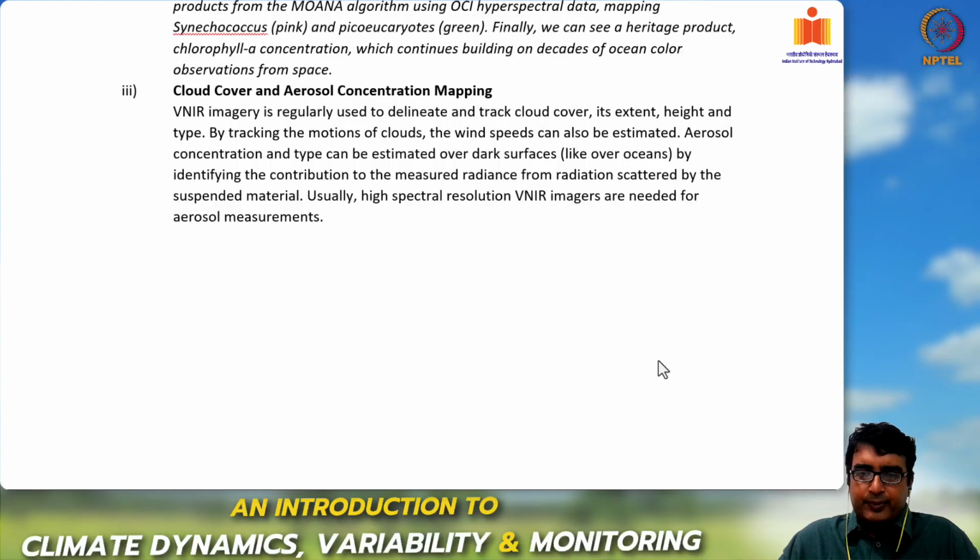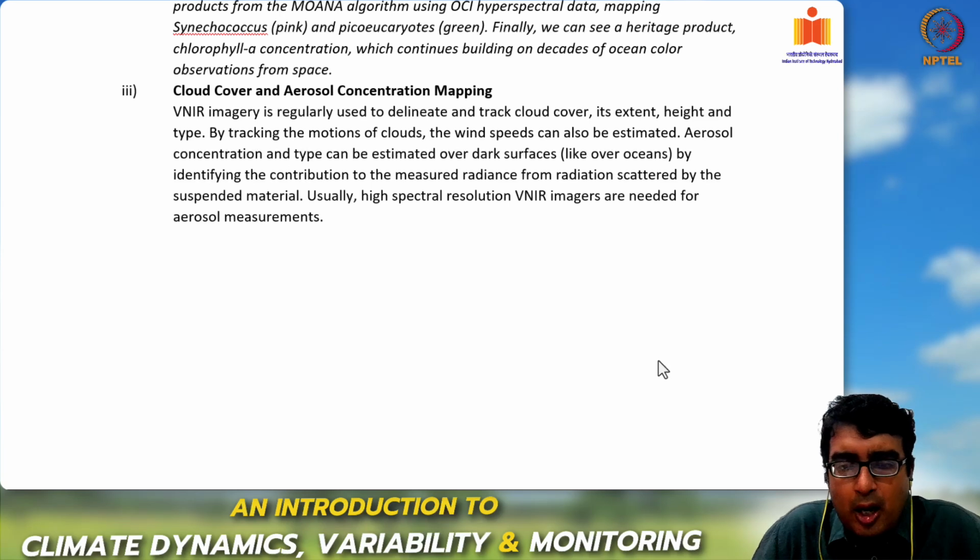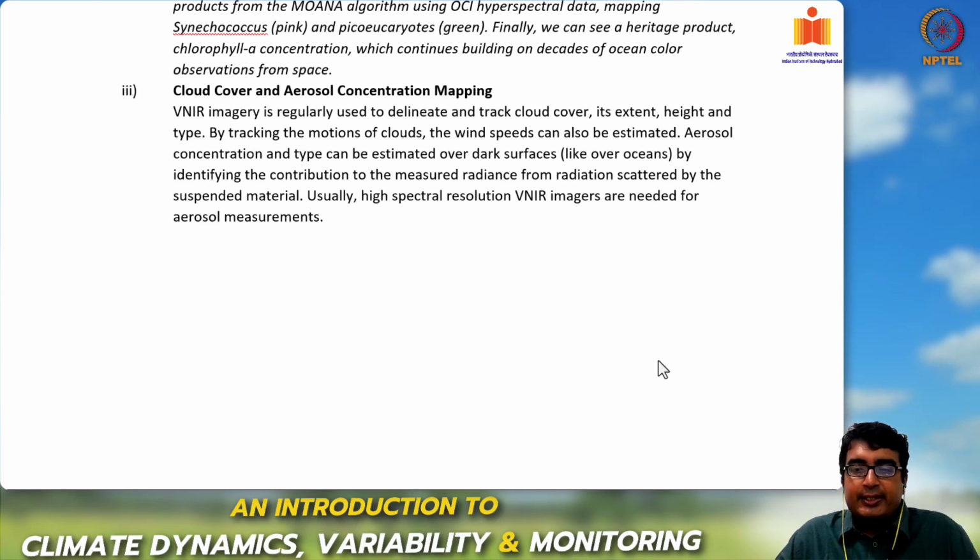Good morning class and welcome to our lectures in climate dynamics, climate variability and climate monitoring. We will continue our discussion on some of the applications of VNIR imaging, visible and near infrared imaging techniques. We looked at land vegetation and cover mapping, ocean color mapping. The other one that we will look into is cloud cover and aerosol concentration mapping.